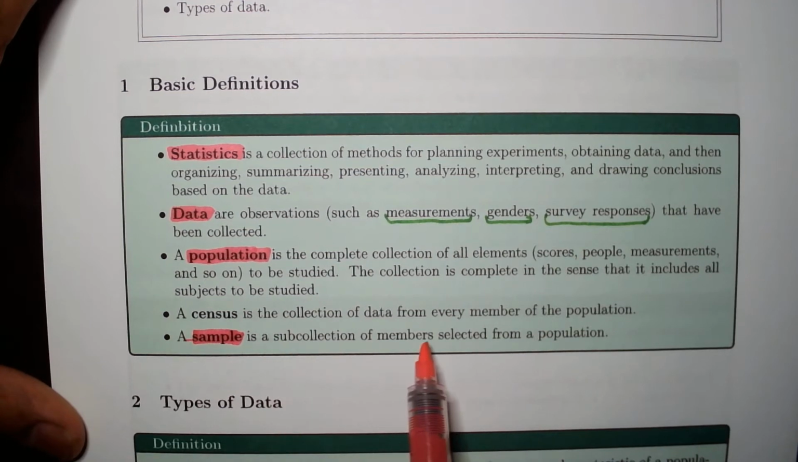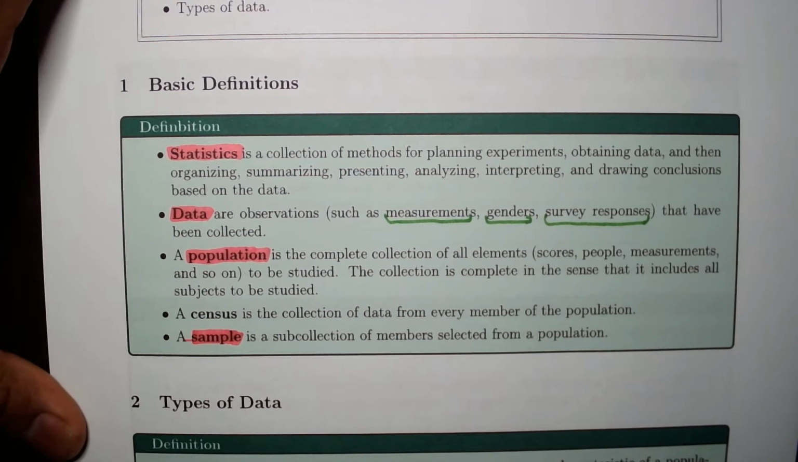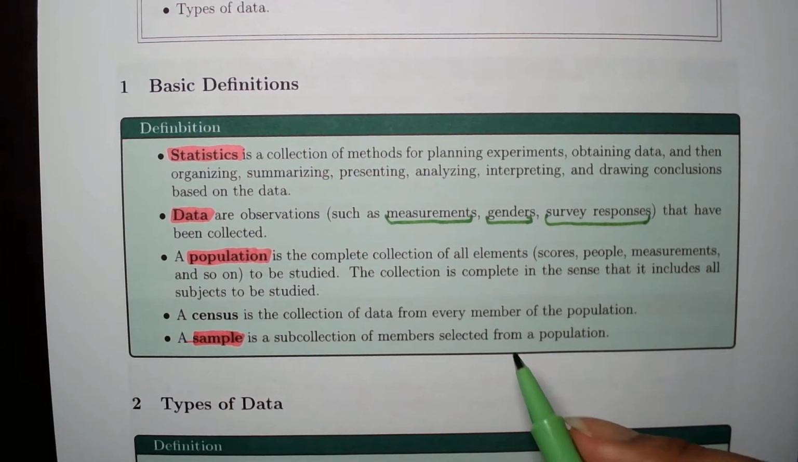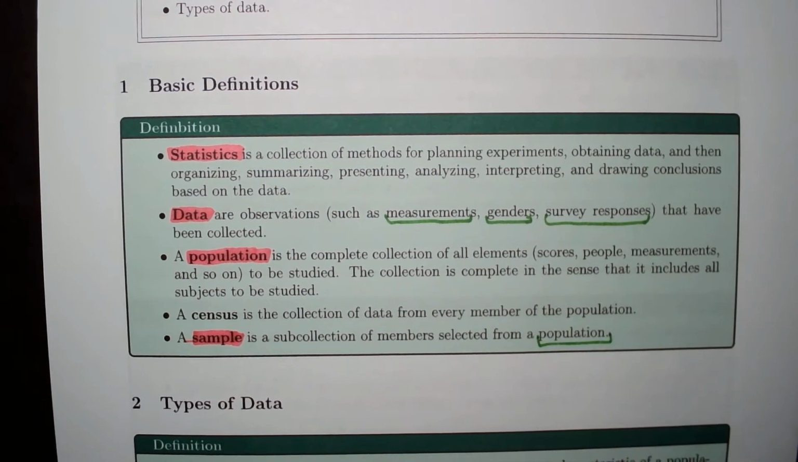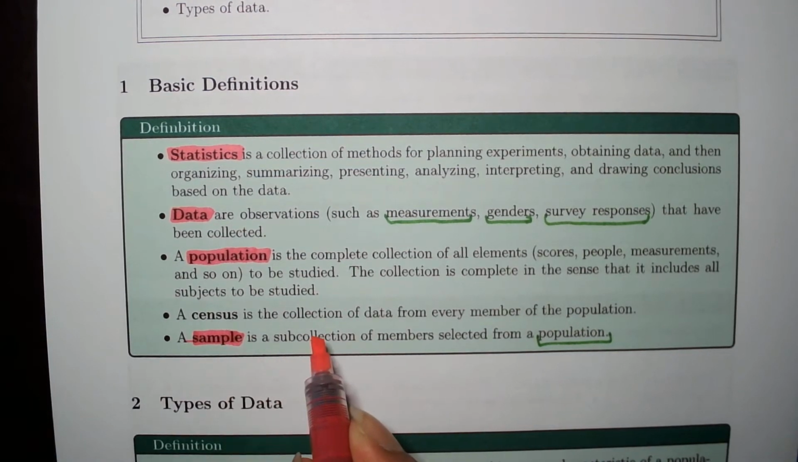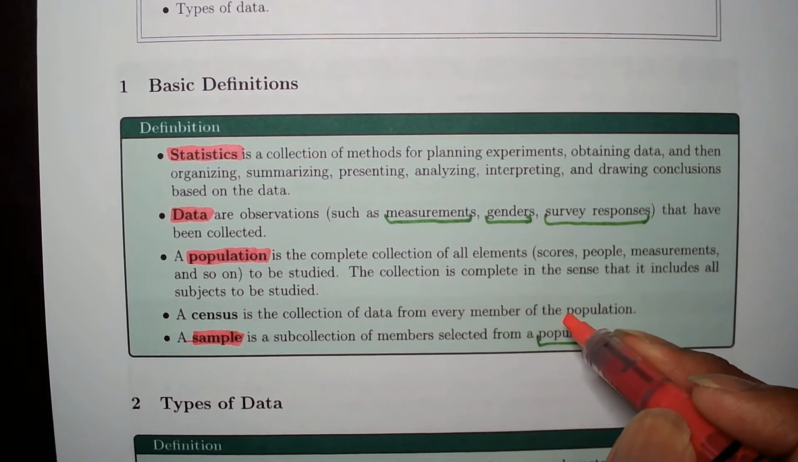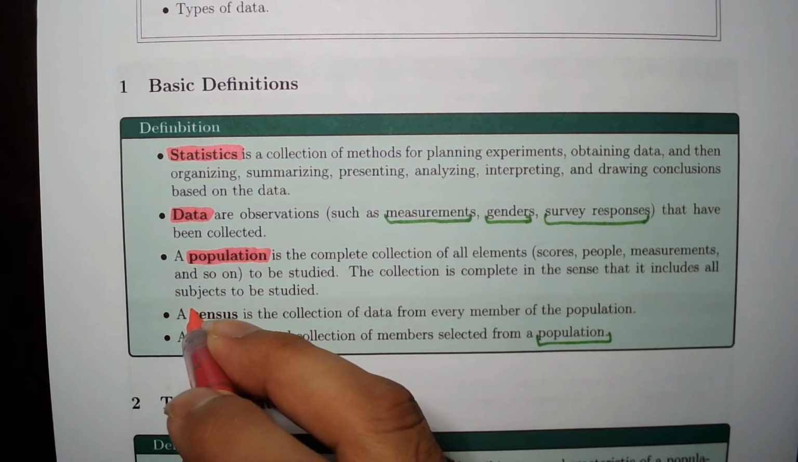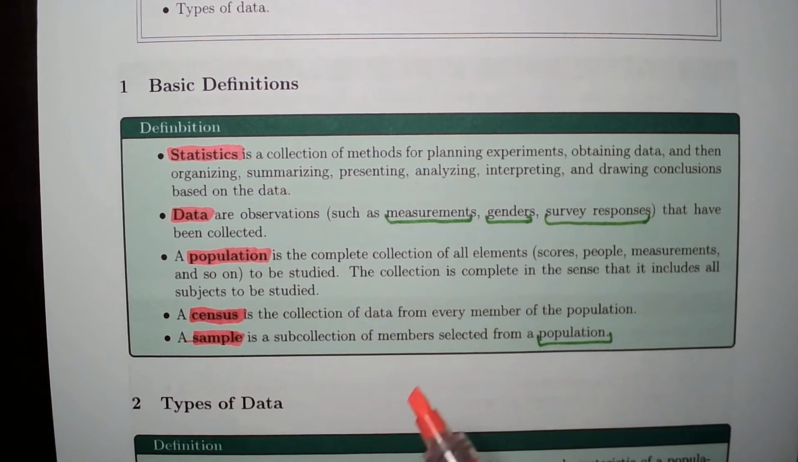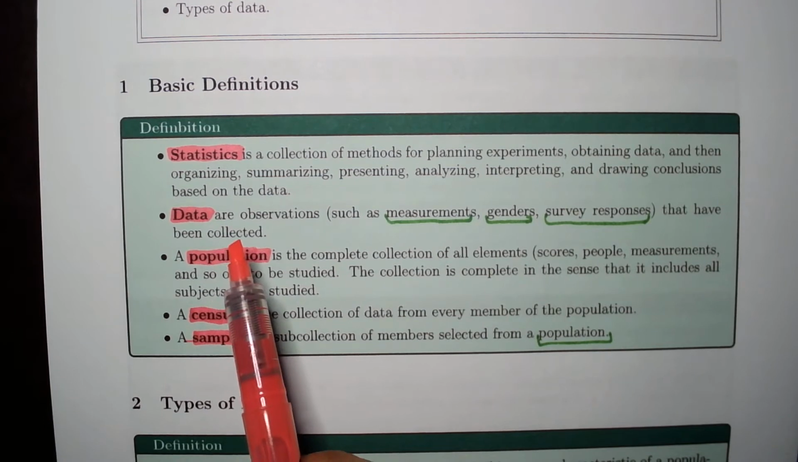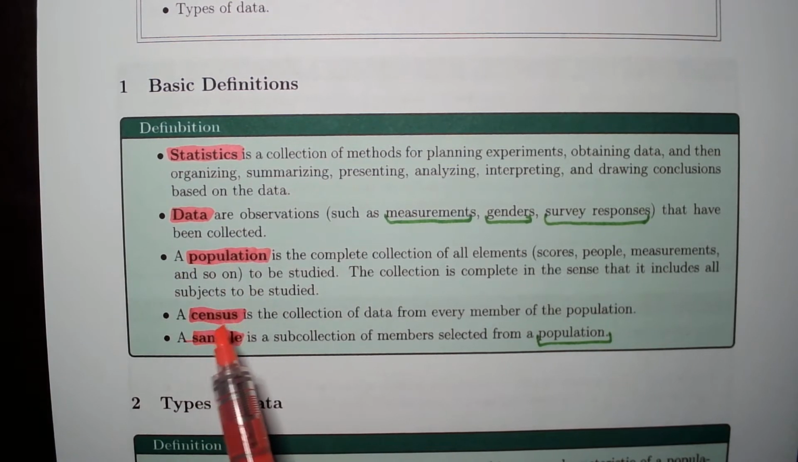A sample is just a sub-collection from a population. In a sample, we just take a subset of the entire population. A census is the collection of data from every member in the population. So when we don't take a sample, that is, we collect data from the entire population, we call it a census. Otherwise, it's only a sampling.